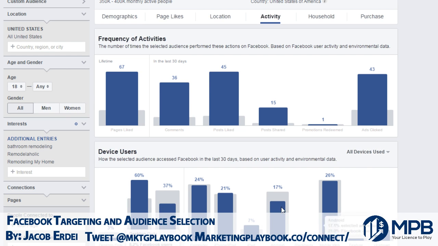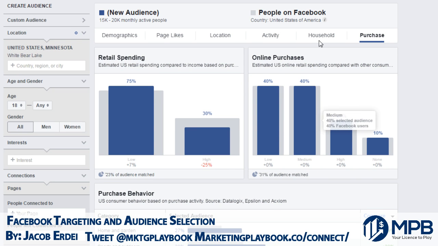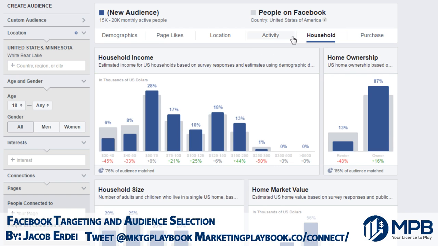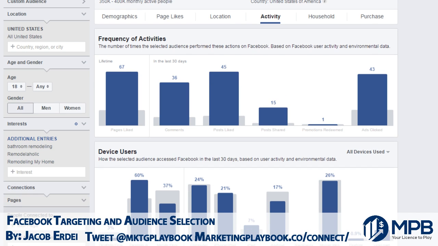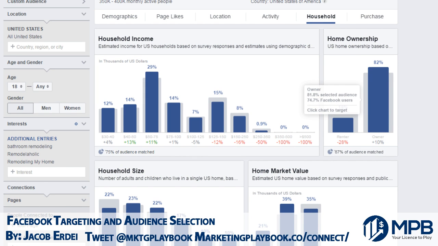And you can look over this data based upon just your city, remove all the information, and go under the, not household, sorry, activity, and see just for your particular city what demographics that is. Jumping back here, we're going to head over into household, which again is only available inside the United States, just like the purchase information.